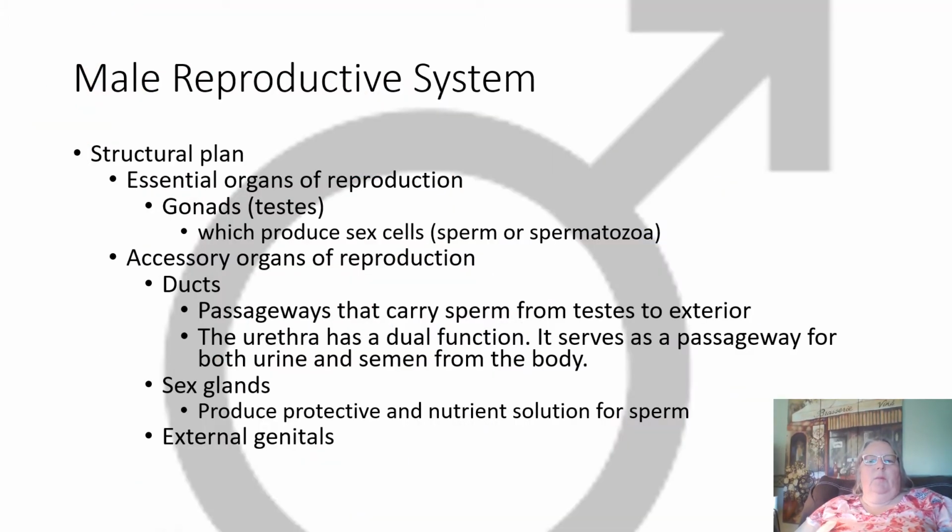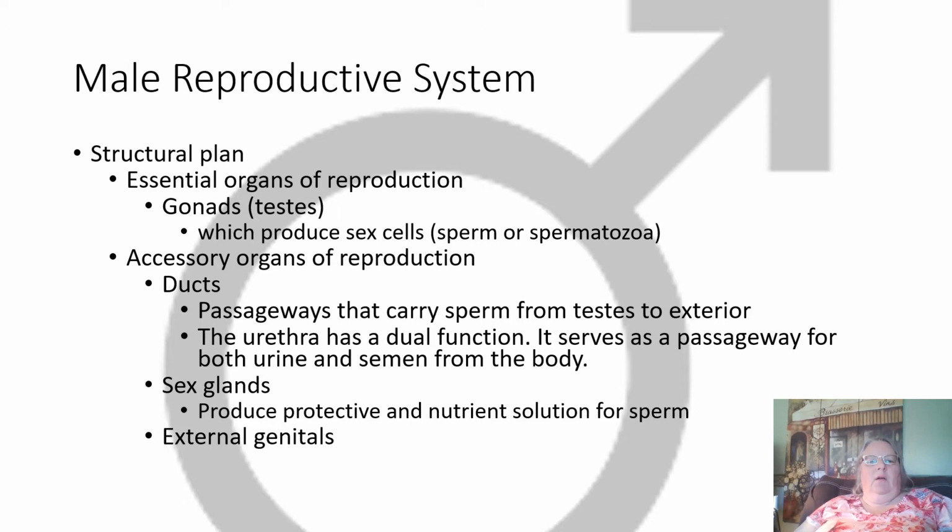We're going to start with the male reproductive system, and it has a standard plan. The structural plan is that they have essential organs for reproduction, which are the gonads, which are the testes, which produce sex cells, sperm, or spermatozoa. Associated with reproduction are the ducts, and ducts are passageways that carry sperm from the testes to the exterior of the body.